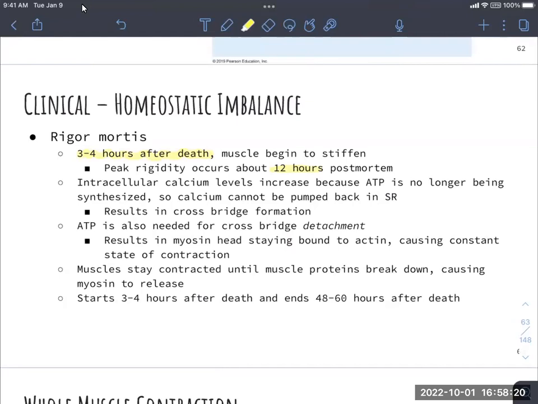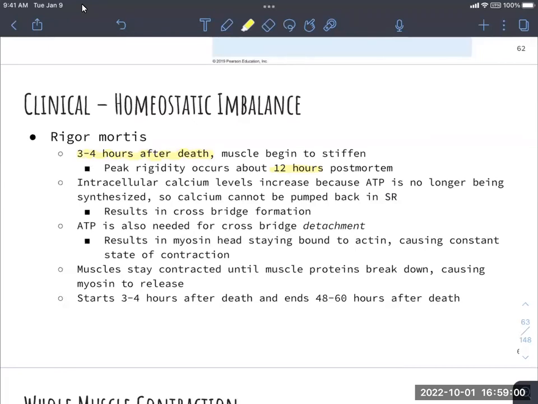So our muscles, because all this calcium is out there, that calcium attaches to the troponin, which allows that tropomyosin chain to be moved from the binding sites of the actin. That allows those myosin heads to attach, but then they're stuck there because when we're no longer alive, we no longer make ATP. So there's no ATP there to let the myosin heads come off.